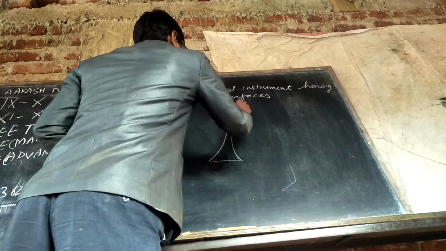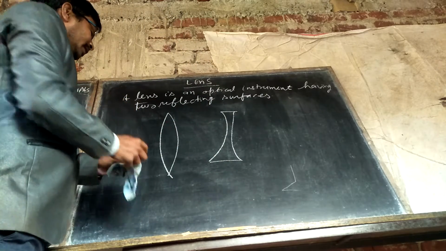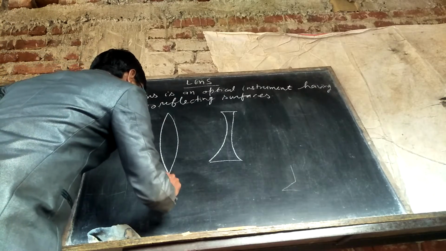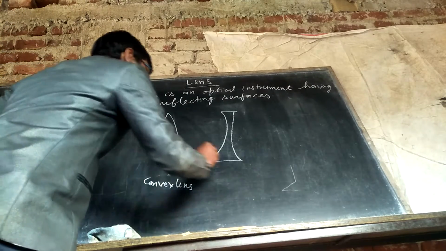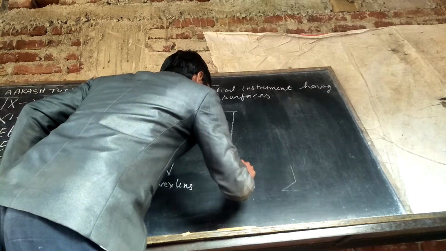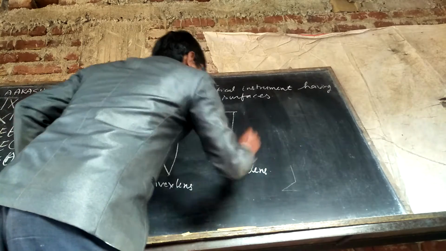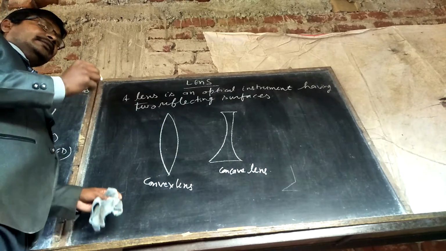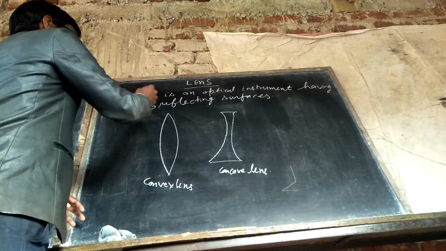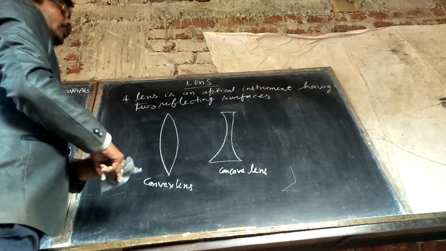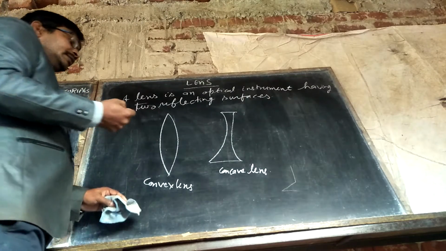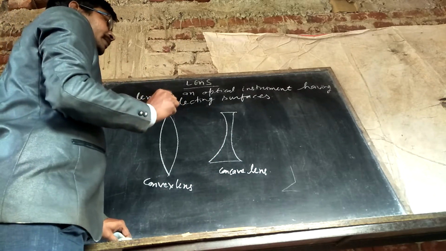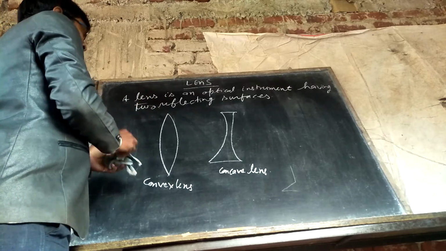On the basis of whether the reflecting surface is walled inward or outward, a lens may be a convex lens or a concave lens. A convex lens is a lens whose reflecting surface is walled outward, and a concave lens is a lens whose reflecting surface is walled inward.